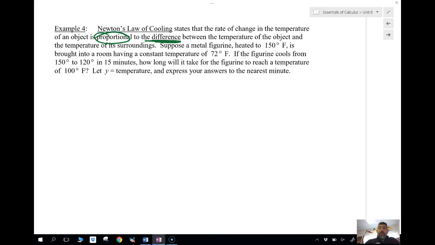Suppose a metal figurine heated to 150 degrees Fahrenheit is brought into a room having a constant temperature 72 degrees Fahrenheit. I don't know why I'm reading this, guys. You guys can read, right? But the basic idea here is that we're looking at how long it will take for the figurine to reach a temperature of 100 degrees Fahrenheit.